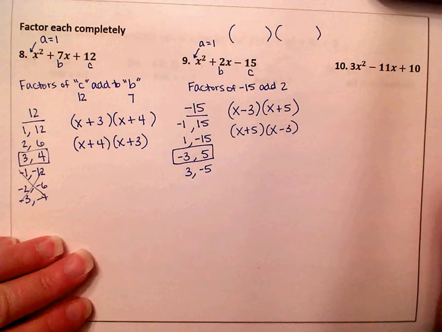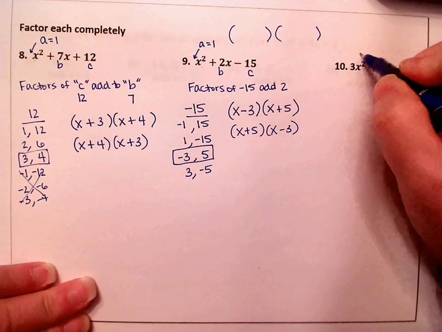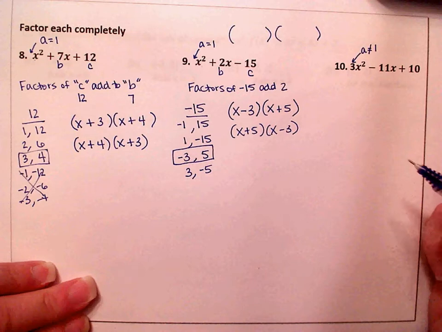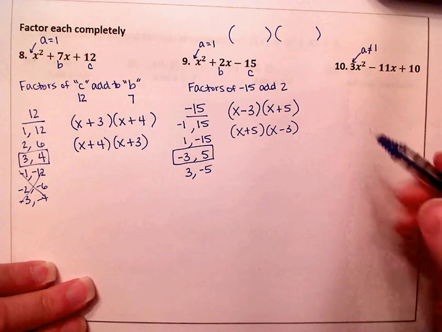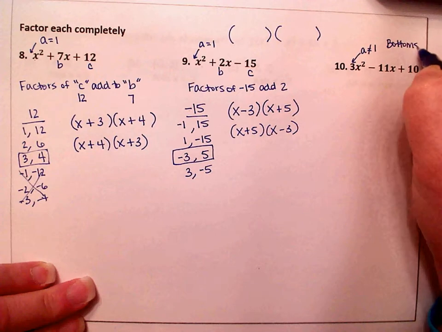For number 10, it's a little bit harder than with 8 and 9 because now our a value is not 1. It's some other number besides 1, which in this case is a 3. So now's where we use the method called bottoms up.